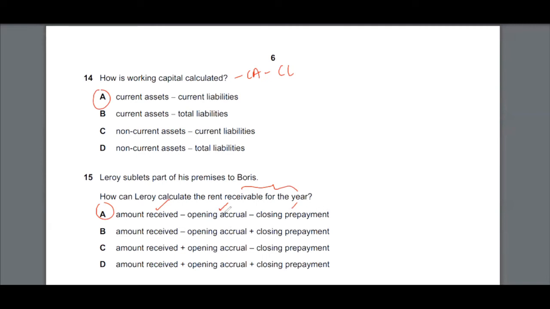Whereas opening accrual, that money belongs to the last year. So that's why you need to deduct it from the current year, right? So that's why you need to deduct both of these amounts. And therefore, the correct answer to multiple choice 15 is option A.